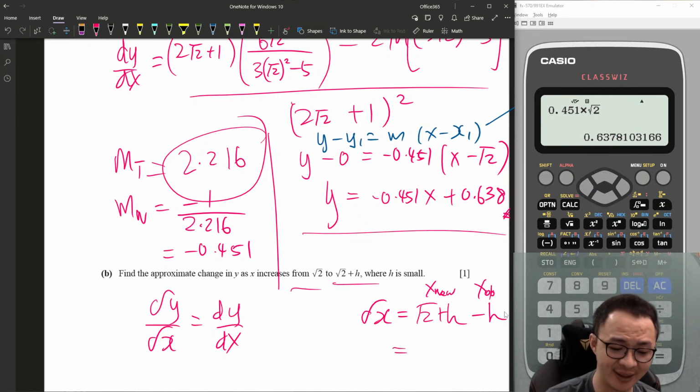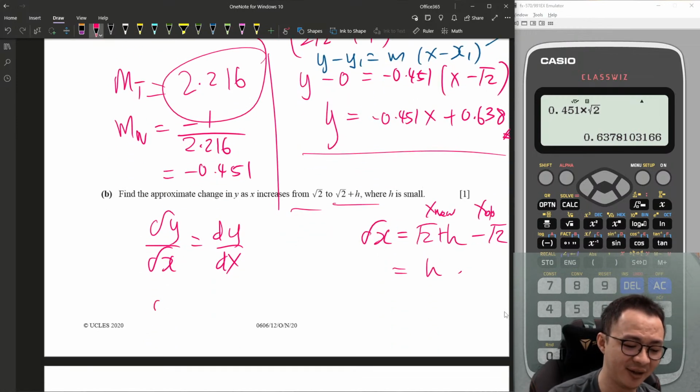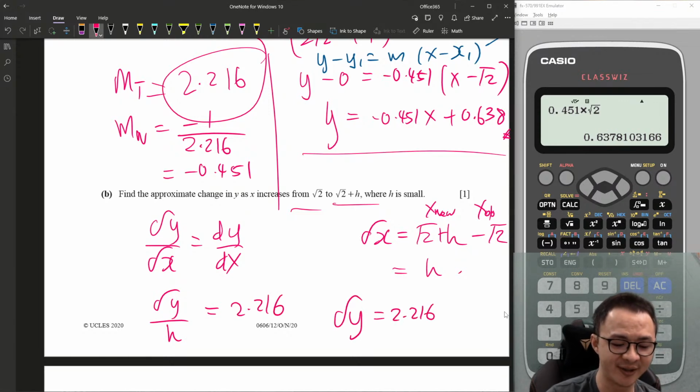So I basically get h, right? So yeah, I plug in here. Change of y over h equals 2.216. So change of y equals 2.216h.